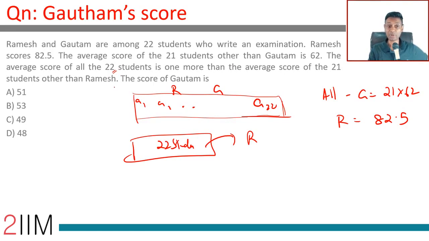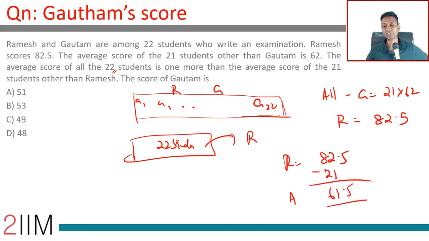Right? So Ramesh is taking out more than the average. Ramesh scores 82.5. He's taking out more than the average. How much more than the average? 21 more than the average. How so? Because if he had taken just the average, the remaining would have been the same. He's taking more than the average. How many more than the average? 21 minus the average. Or average is 82.5 minus 21.